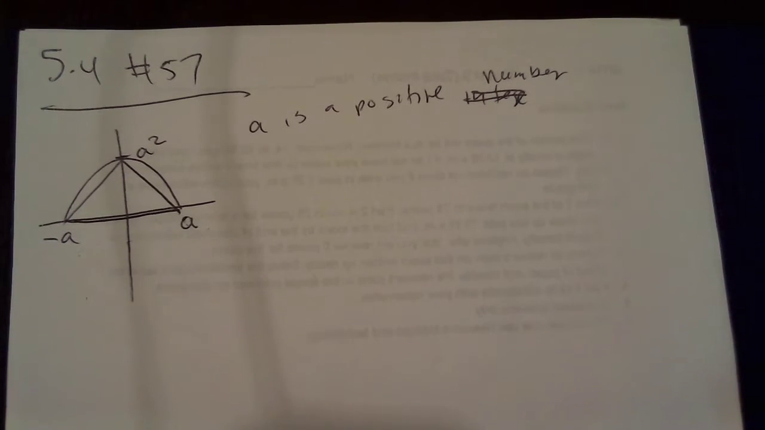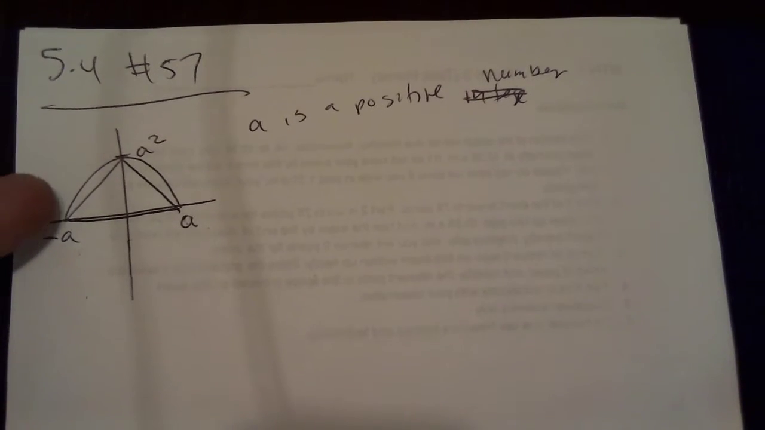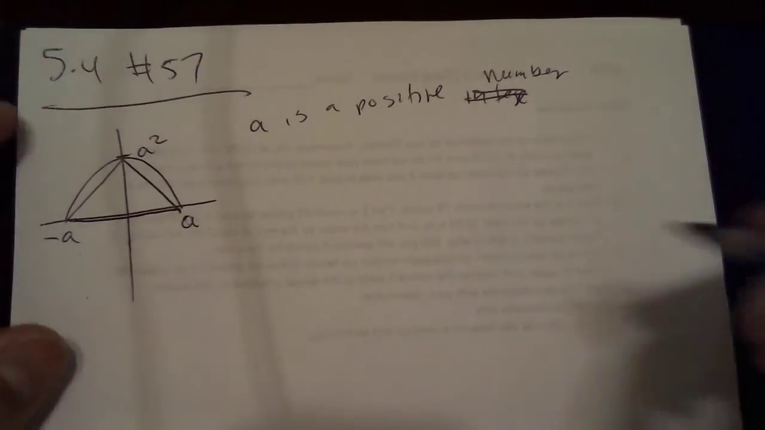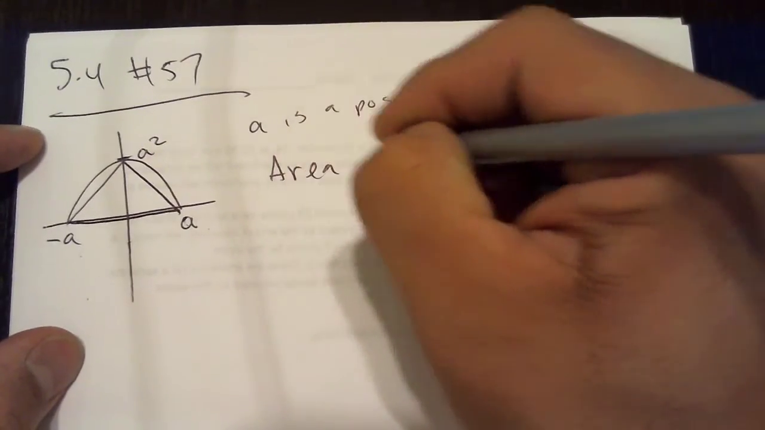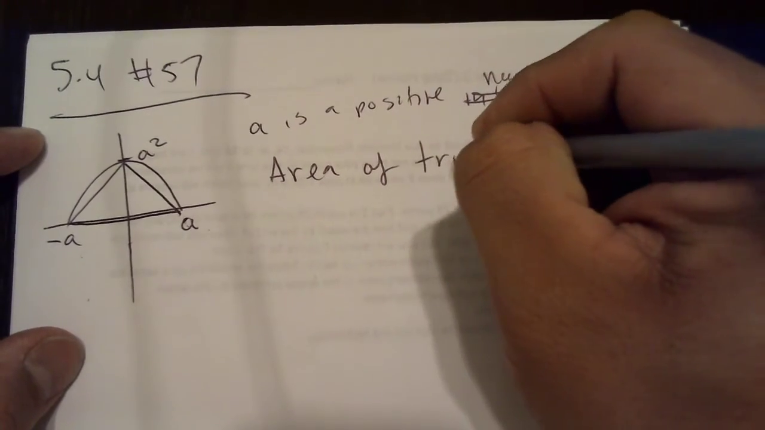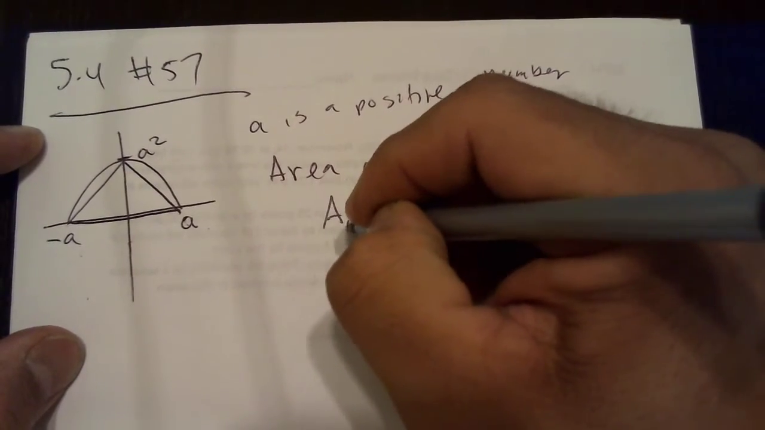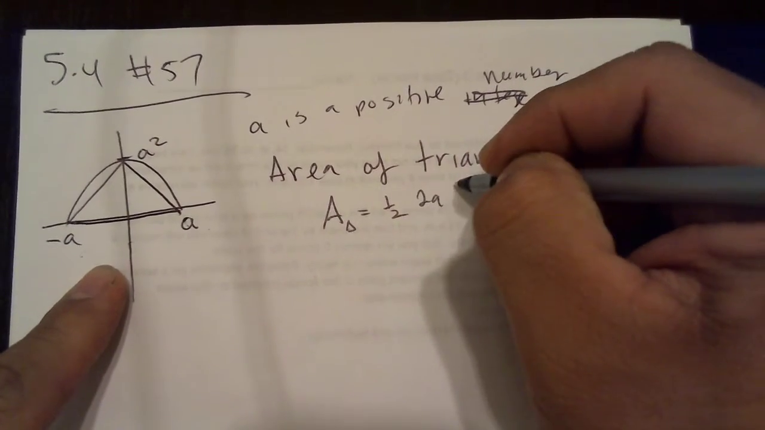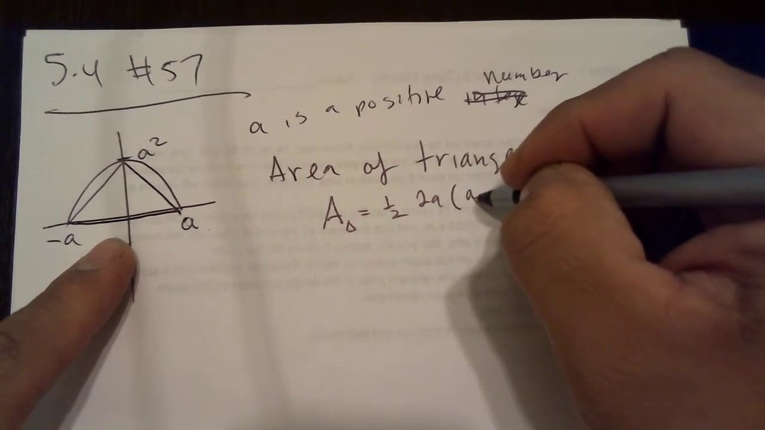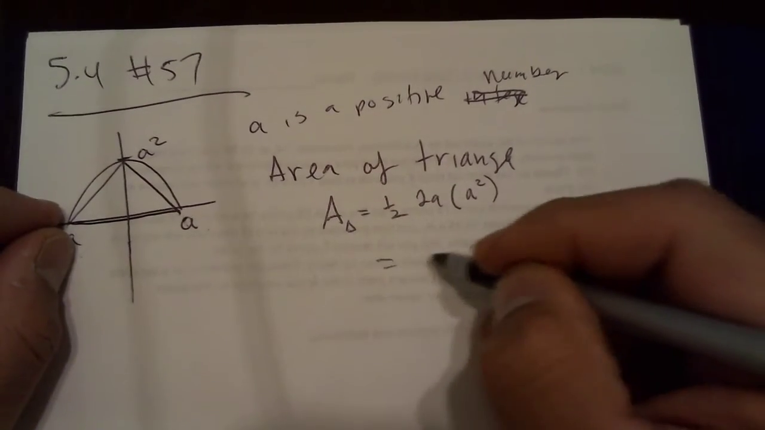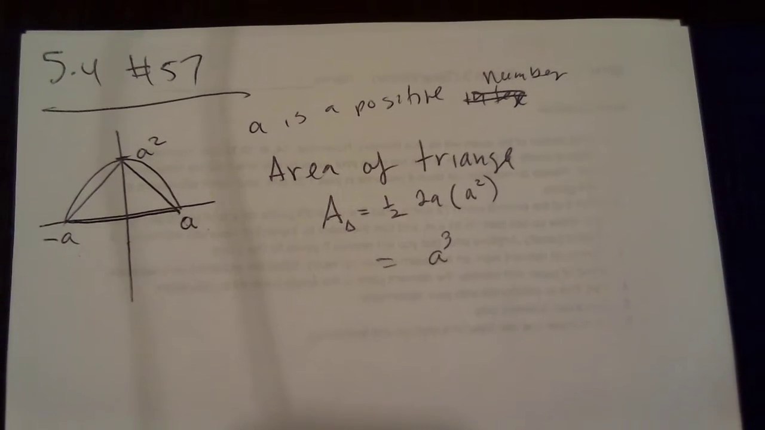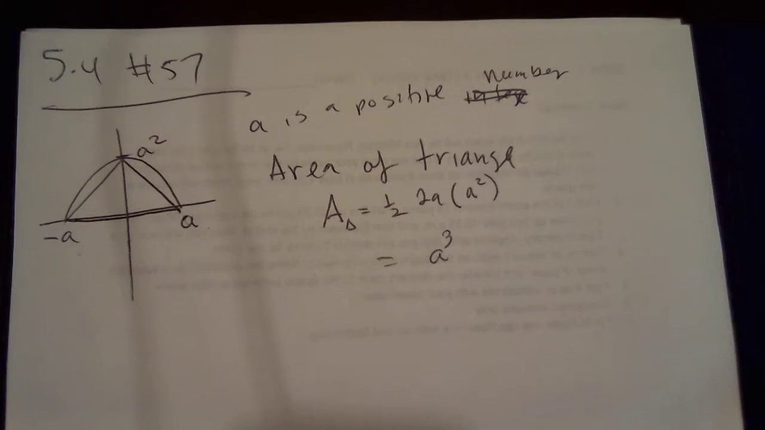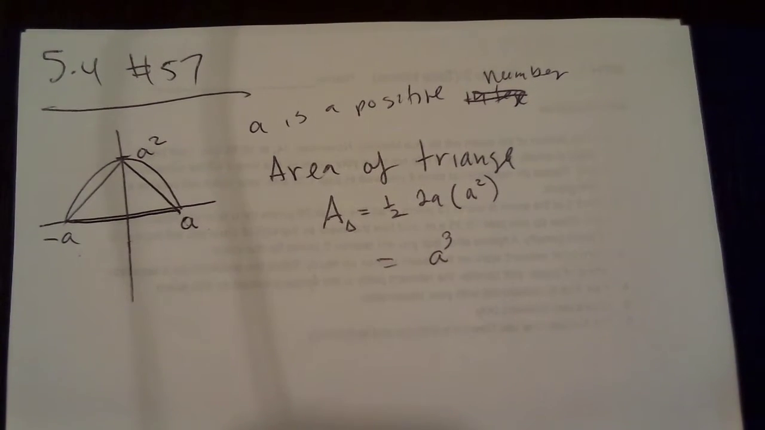So first of all, let's find the area of the triangle. That's probably the easiest thing to do here. The area of the triangle is 1/2, the base is 2a, and the height is a squared. So here we have a cubed. That gives the area of the triangle.